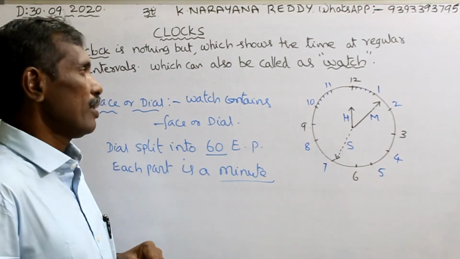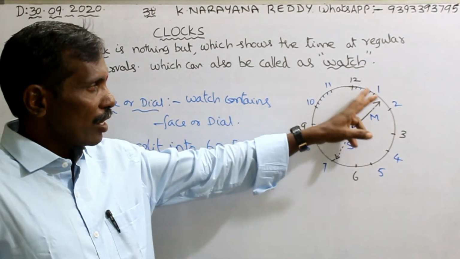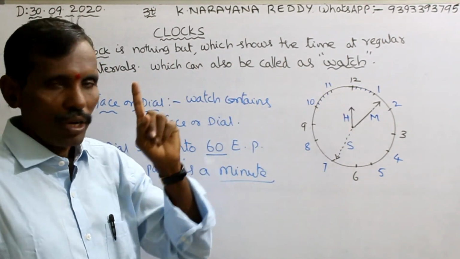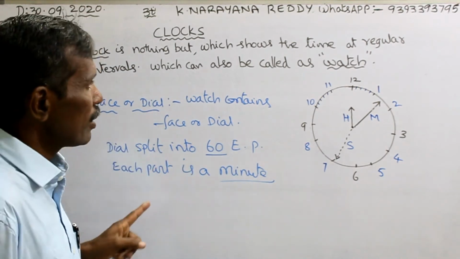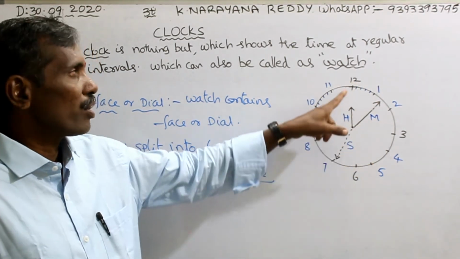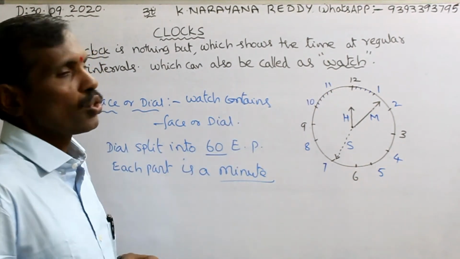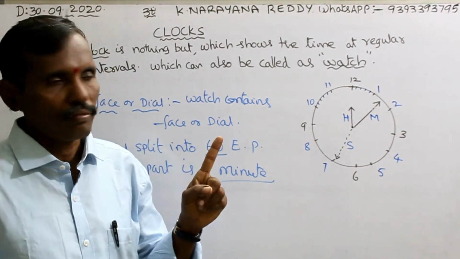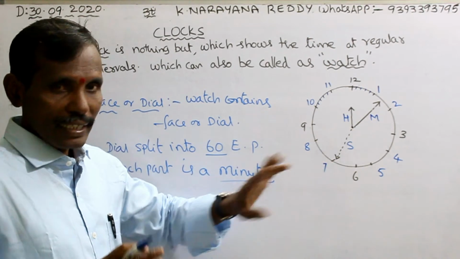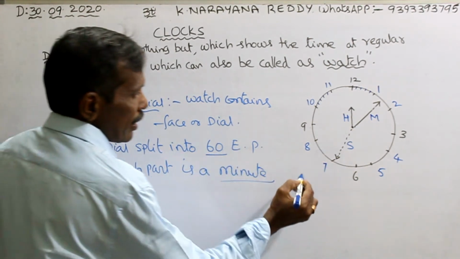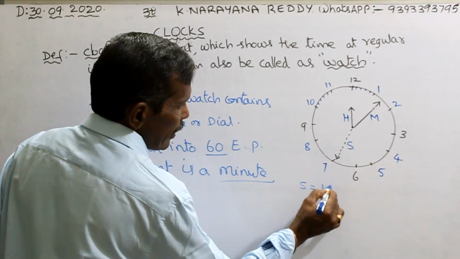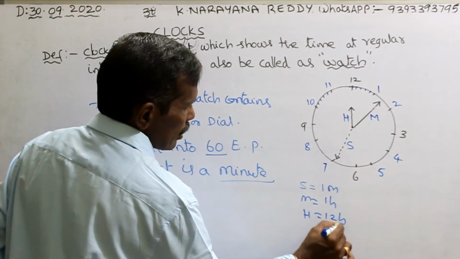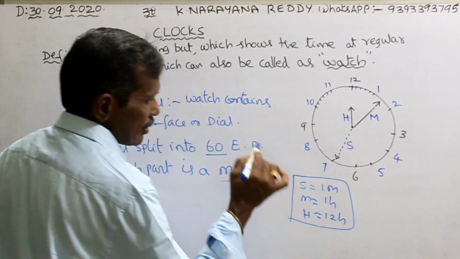In the same manner, the minute hand rotates around the dial or watch one time for 1 hour. The hour hand also rotates one time for 12 hours, taking 12 hours to complete one revolution or one rotation. By comparison, S will take 1 minute, M will take 1 hour, H will take 12 hours. That is the difference between these three hands.